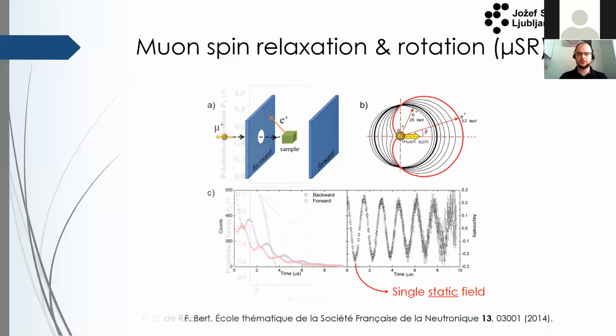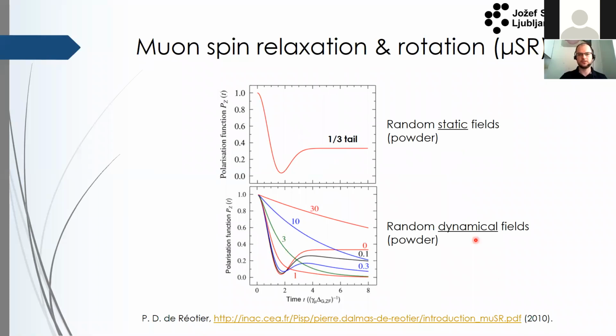Other possibilities are we get the following universal shape, the Kubota-Yabe shape, which indicates that we have static fields inside a sample, but they are random. Because we have a muon beam, we send in many muons one after the other and collect statistics on the resulting positrons. If the fields are random, then they cancel after long times, leaving a so-called one-third tail.